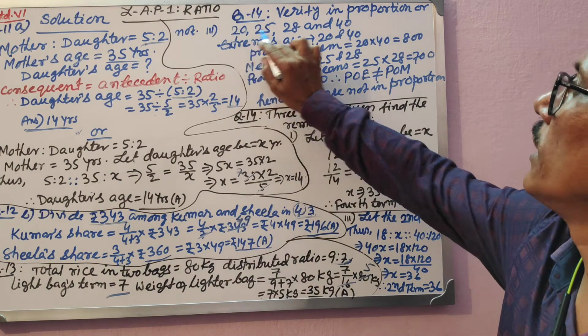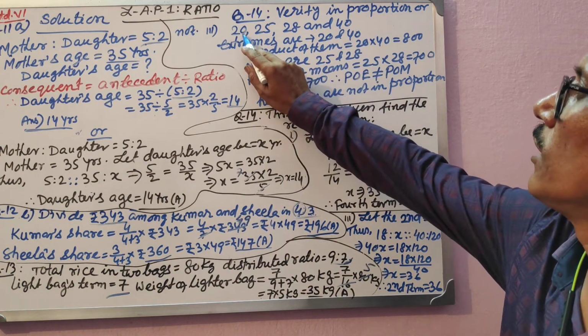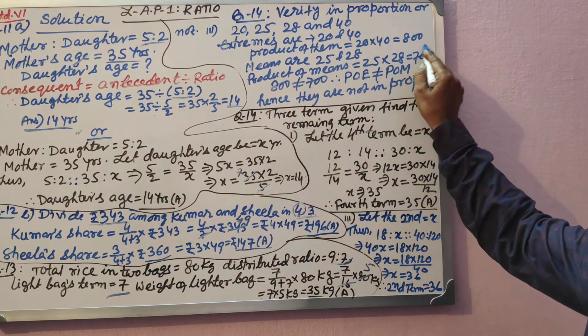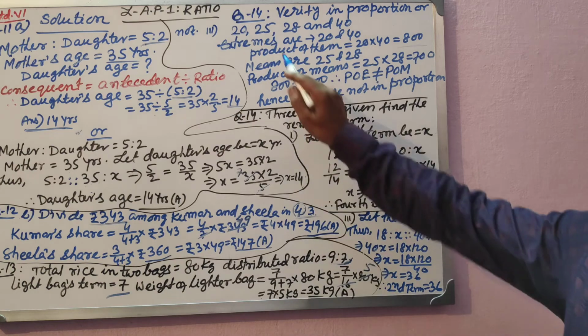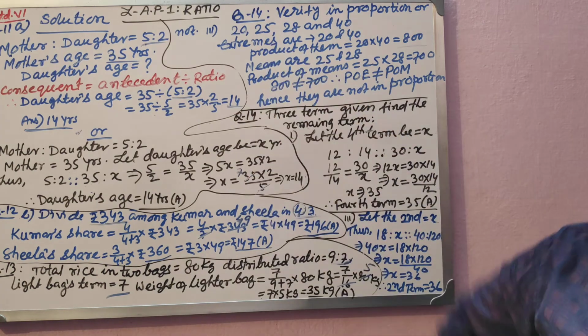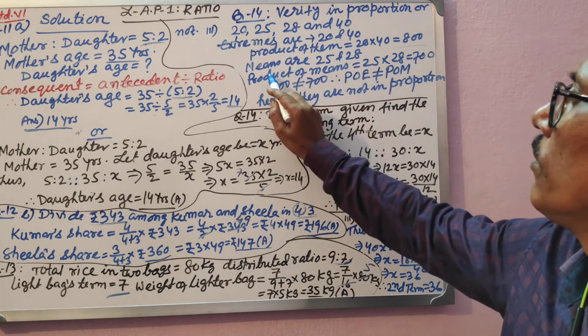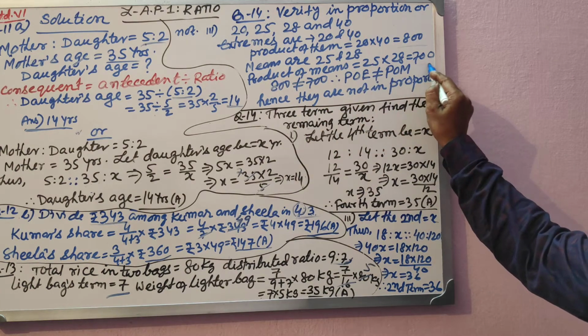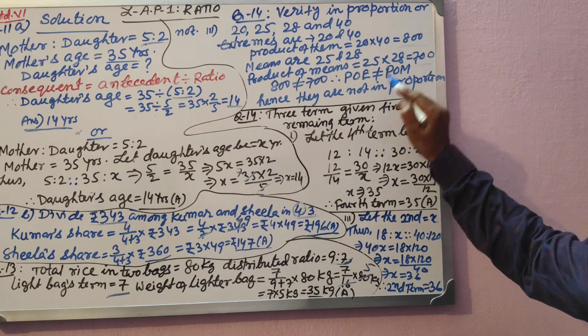So product of the extremes and product of the means will be what? Extreme terms are what? 20 and 40. So if you find the product of these two, 20 into 40, product of extremes will be 800. And mean terms are what? 25 and 28. So product of the means will be 25 into 28, that is 700. So this is 700, this is 800.